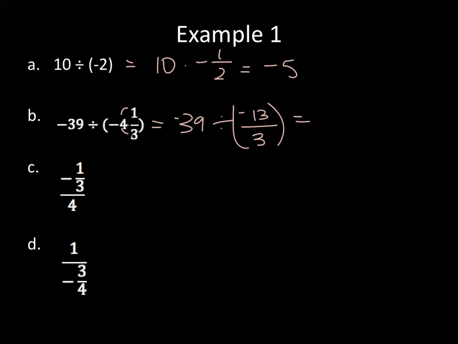Then I'll apply the rule where we multiply by the reciprocal. So we have negative 39, and I'll write it as negative 39 over 1 to make it a fraction, times negative 3 over 13. I flipped it. And it doesn't matter where you put the negative sign. Some people put it in the front, some people put it in the numerator. It doesn't matter where the negative sign is, it just matters that the term is negative. From here, I'll multiply across.